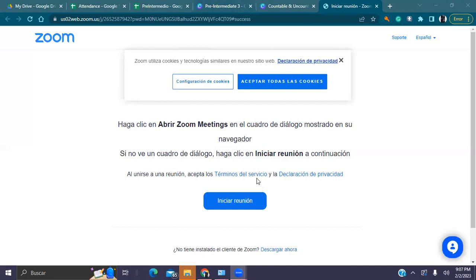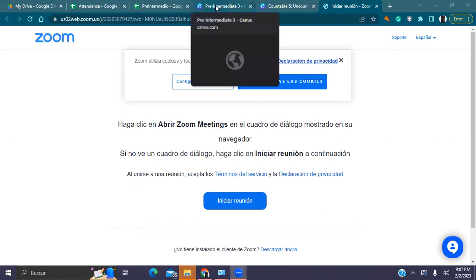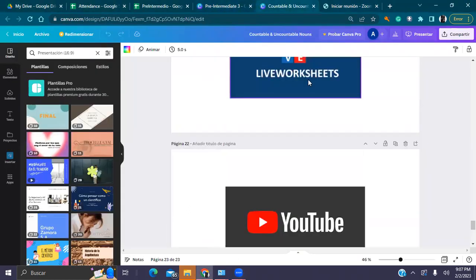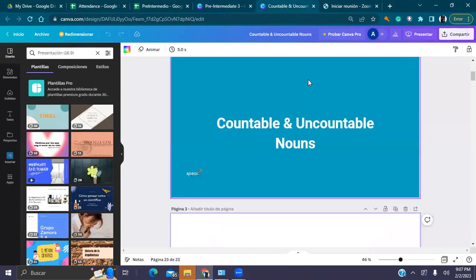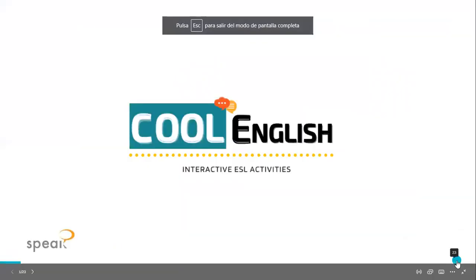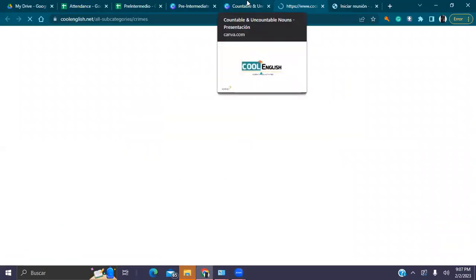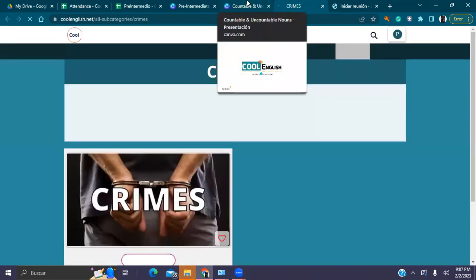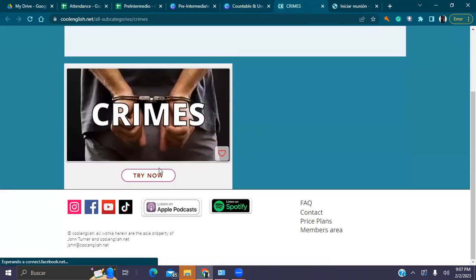As I already told you, we are going to have a very interesting class today because we are going to be talking about nouns, especially countable and uncountable nouns. And this topic is very important for you not to get confused sometimes. But before we start, let's start with this activity, which is about crimes.